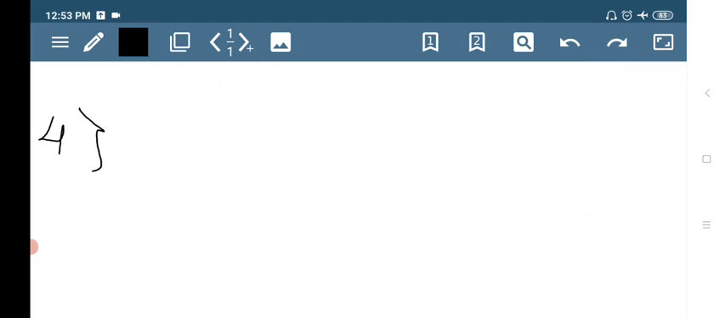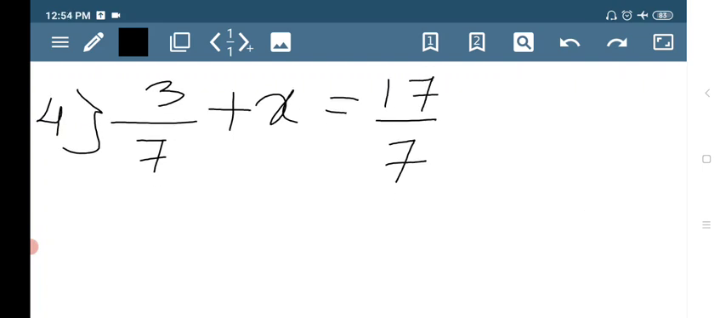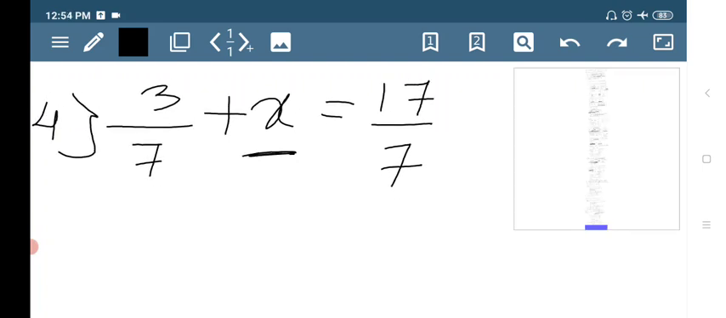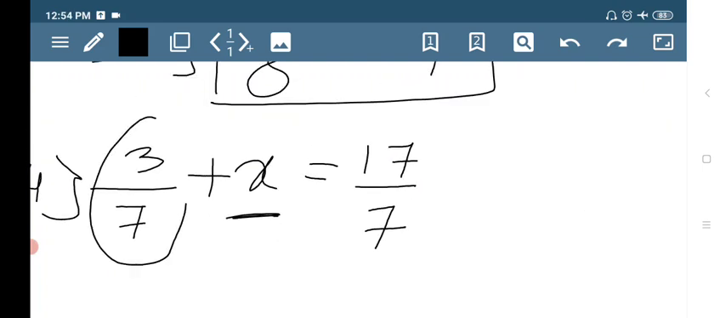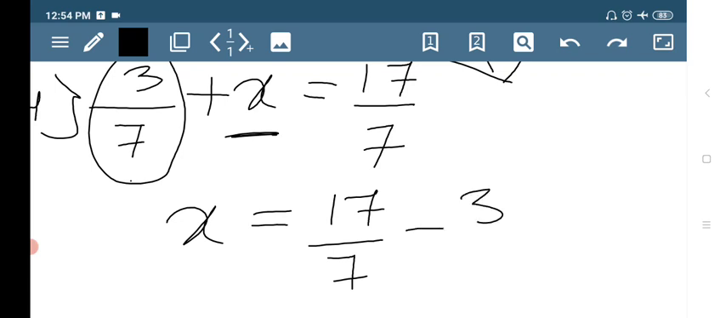Next, fourth question, 3 by 7 plus x is equal to 17 by 7. So to find the value of x, we will send the term 3 by 7 to RHS. So x is equal to 17 by 7, it becomes minus 3 by 7.